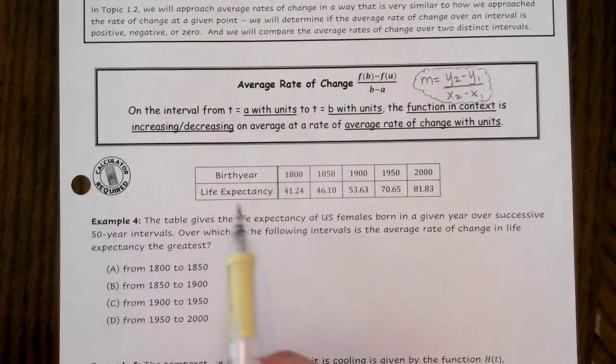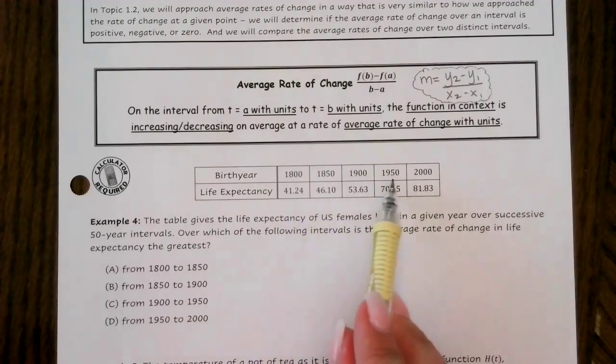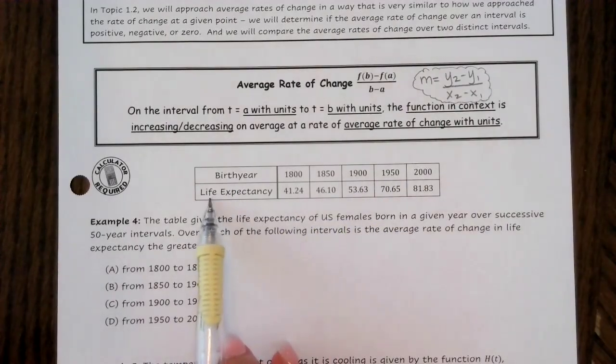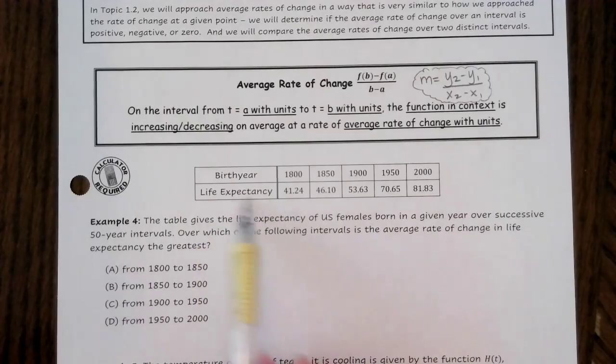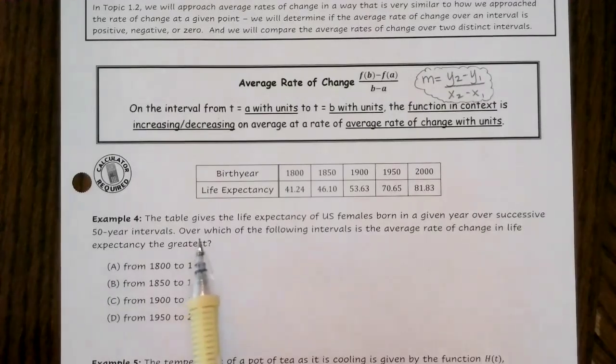It tells us here, we've got a table now. Our birth years are 1800, 1850, 1900, 1950, and 2000. Here's the life expectancy for each: 41.24, 46.10, 53.63, 70.65, and 81.83. The table gives the life expectancy of U.S. females born in a given year over successive 50-year intervals. Over which of the following intervals is the average rate of change in life expectancy the greatest?